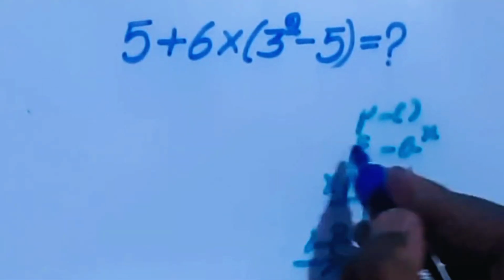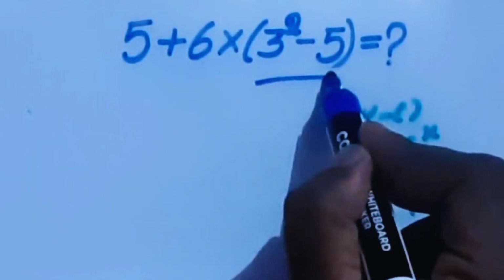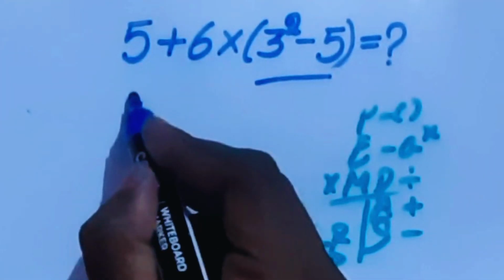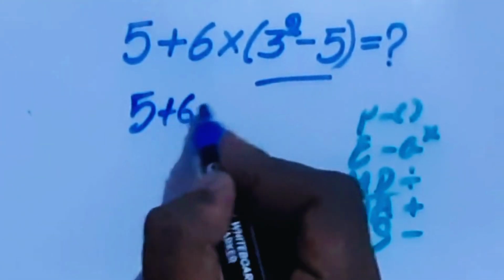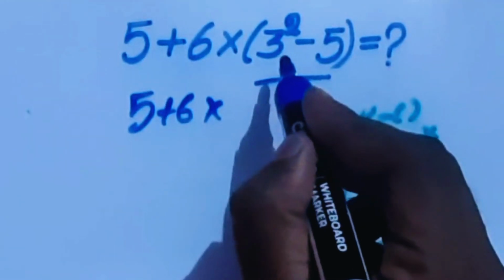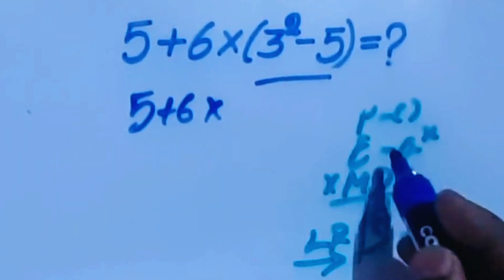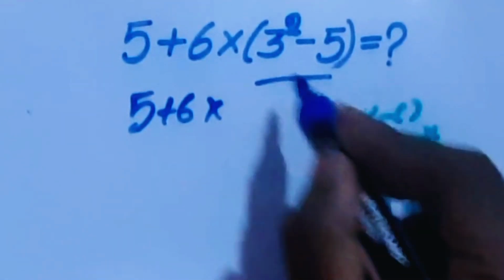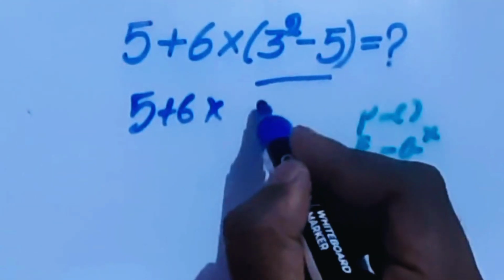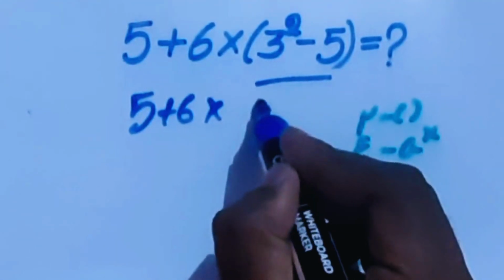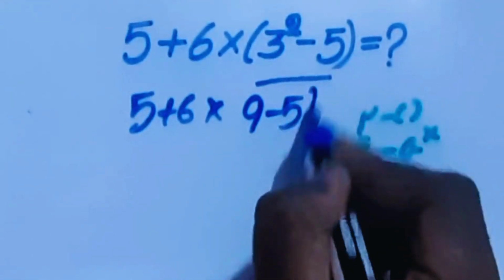Here, as per this order of operations, PEMDAS, the bracket is higher priority. So we have to do this bracket before this operation here. 5 plus 6 times. Here, inside the bracket, we have two operations. One is the exponent, the other one is subtraction. Here, exponent is higher priority than this subtraction. So we have to do this exponent before this subtraction. So, exponent here is 3 square is 9, minus 5 in bracket.